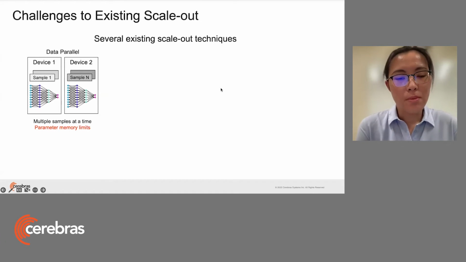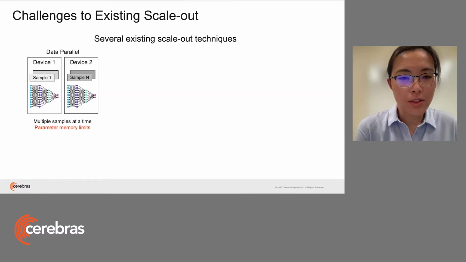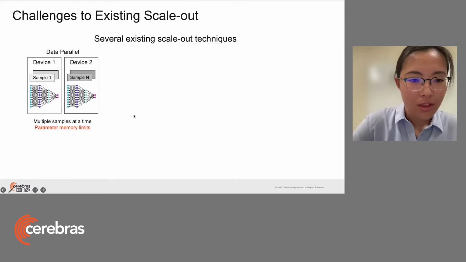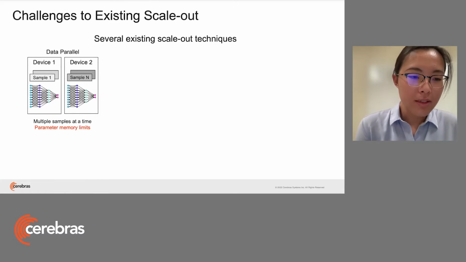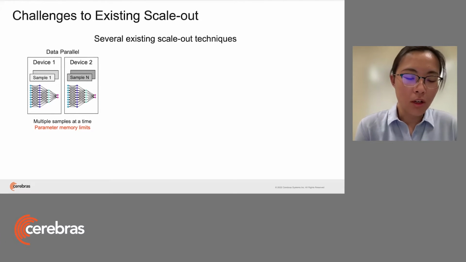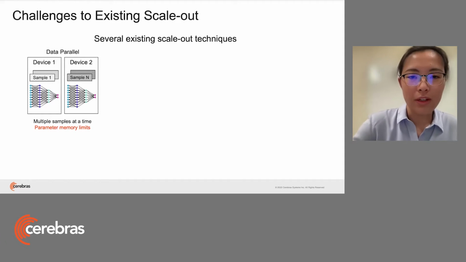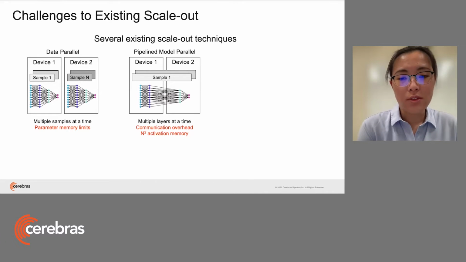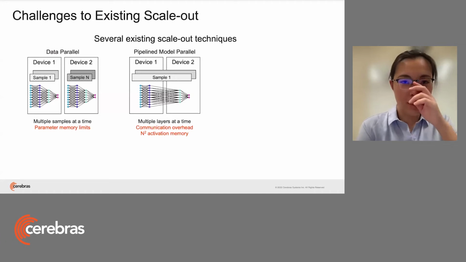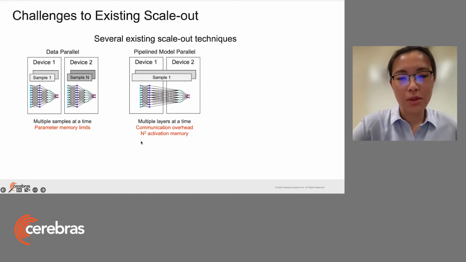The simplest one is data parallelism. Essentially, you put a replica of the model on each of the devices, and then run data parallel training. The problem with that is that under the parameter memory limits, large models may not be able to fit on one device. For the second option, pipeline model parallel training, you distribute the layers and run different layers on different devices. However, this approach suffers from communication overhead, and the activation memory will increase quadratically.